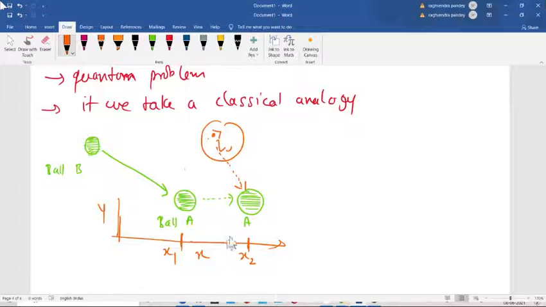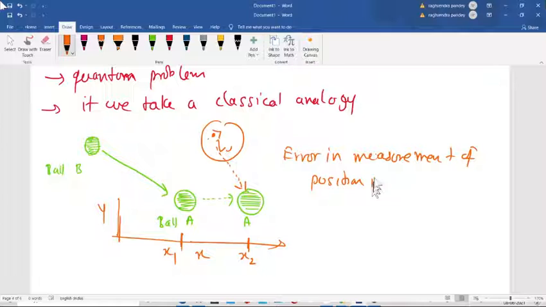So the error in measurement of position is x2 minus x1, or delta x. That is called the error.